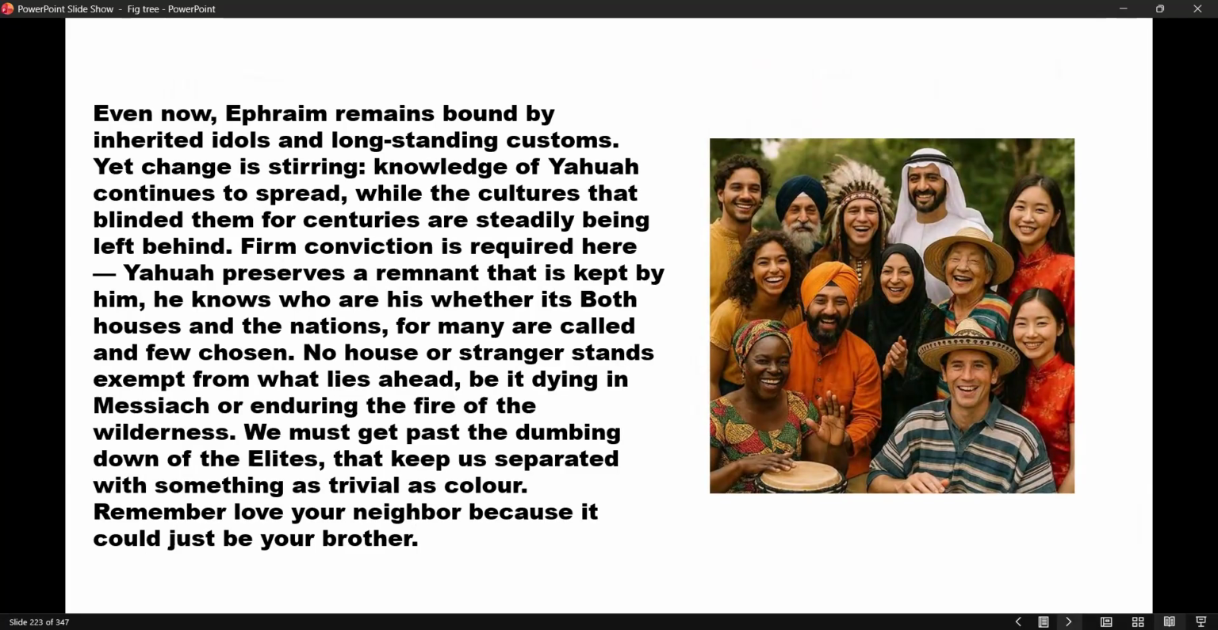So even now, Ephraim remains bound by inherited idols and long-standing customs. Yet change is stirring. Knowledge of Yahweh will continue to spread, while the cultures that blinded them for centuries are steadily being left behind. Firm conviction is required here. Yahweh preserved a remnant that is kept by him. He knows who are his, whether it's both houses and the nations, right? If it's both houses, he knows who belongs to him. If it's the nations, he knows who belongs to him. For many are called and few chosen.